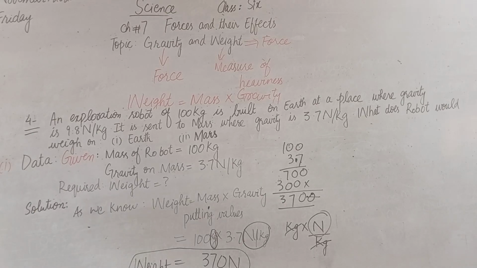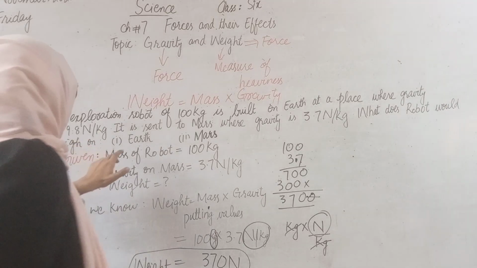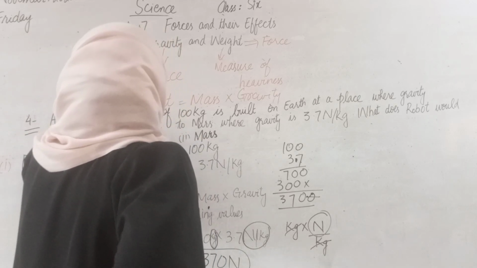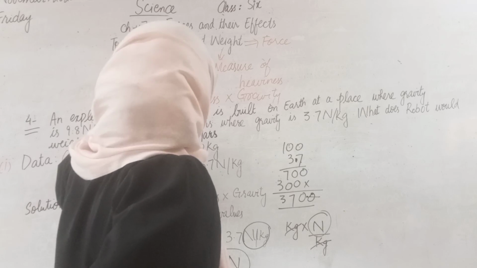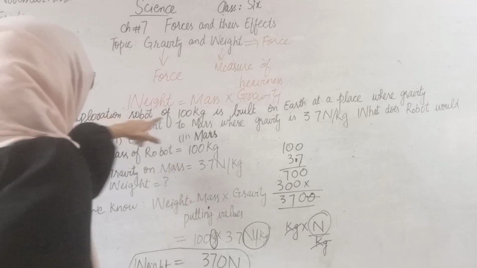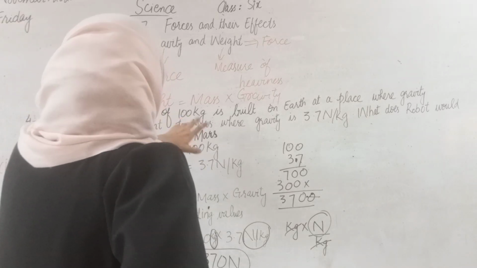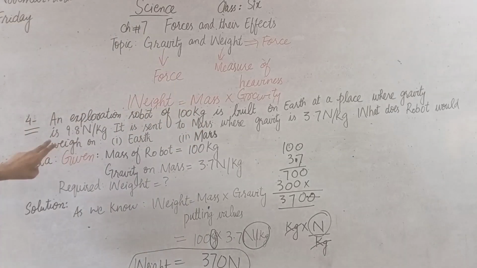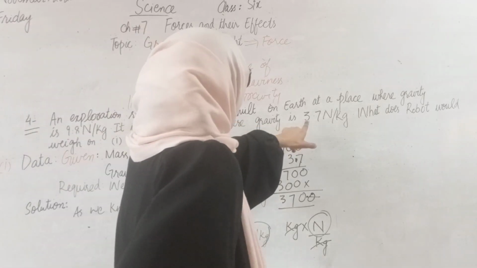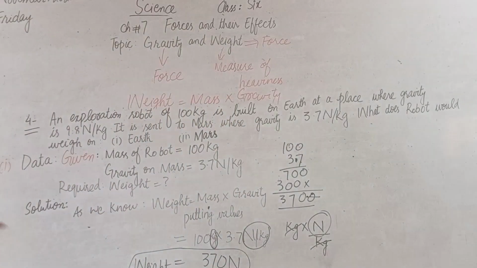In this question we were given two things. We have to find the weight on Earth and the weight on Mars. The robot was an explorer for different planets. So the calculated mass for the robot was 100 kilogram, and there are two values given for the same physical quantity, that is gravity. Gravity on Earth is 9.8 and gravity on Mars is 3.7, and we have calculated the weight on Earth and Mars. We will take a review.